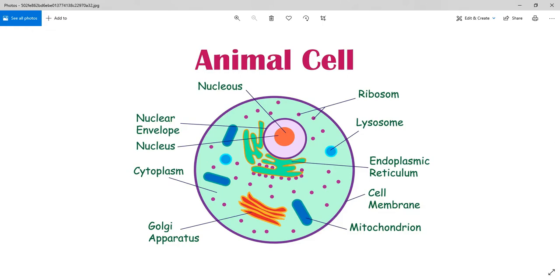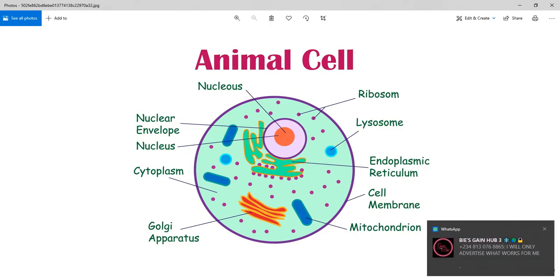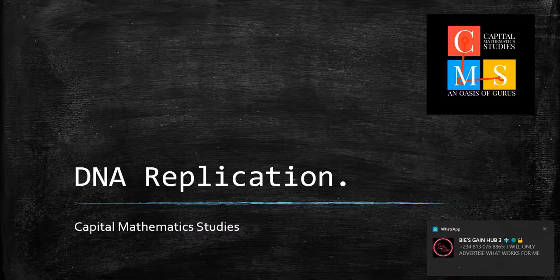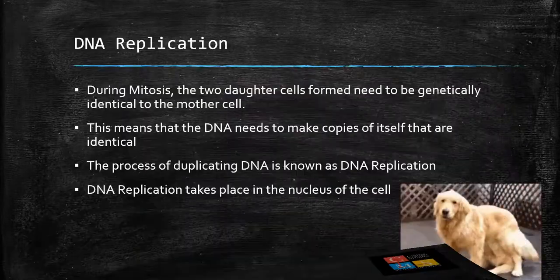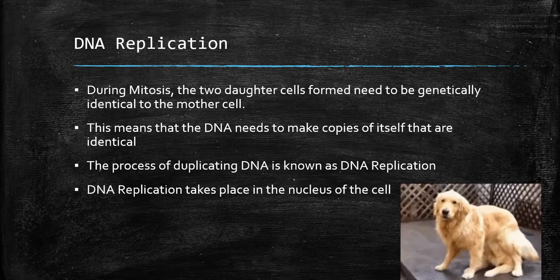Okay, so now we're going to go into the process of DNA replication. So I've prepared a slide here about DNA replication, right? So DNA will need to make copies of itself during the phases of mitosis and meiosis, which we will look more into detail in our next lessons. So now moving on, what is DNA replication?